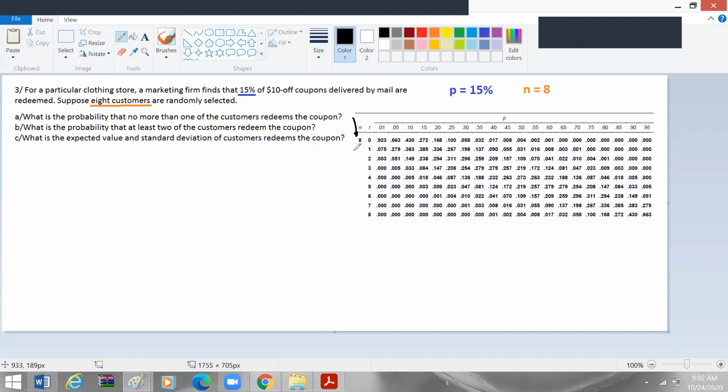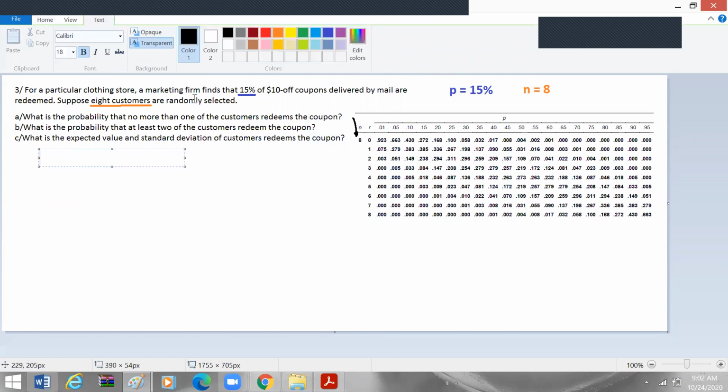And after that, we go to the P. So the P equal to 15%. So 15% is 0.15. It's really important that we convert 15% to a decimal number. So that has to be 0.15, okay? So just divide it by 100.